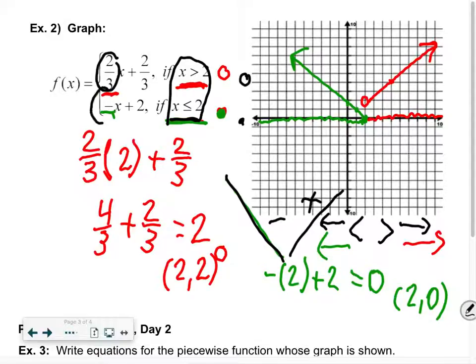Is that 2 always going to be our break point? No, sometimes they'll change. Sometimes it'll be negative 1. Sometimes it'll be 0. Will it always be our exponent? Yeah, always. Okay. All right, ready for day 2 stuff?